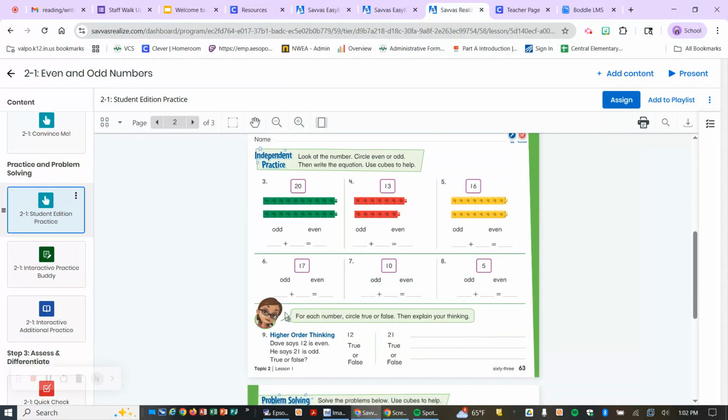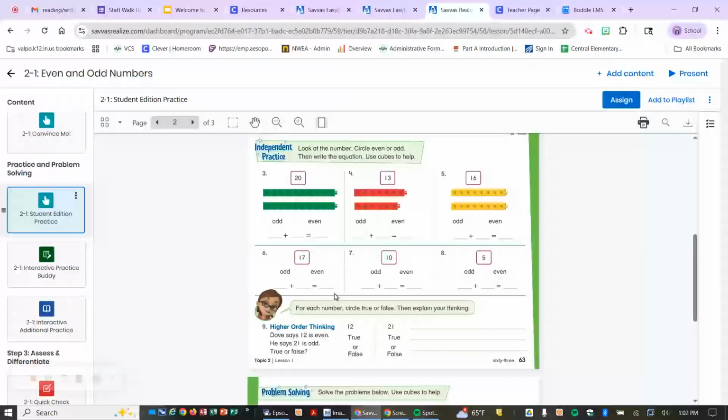For 6, 7, 8, you can write any number sentence you like that equals 17. You can use 1 and 16. You can use 2 and 15. You can use 10 and 7. I don't care. But you need to write a number sentence that equals 17 and then circle to tell me if it is even or odd.